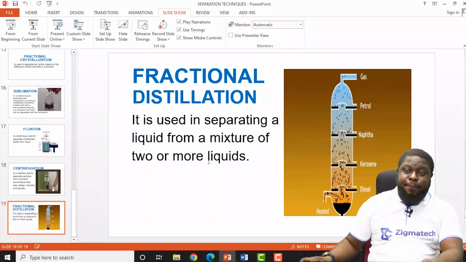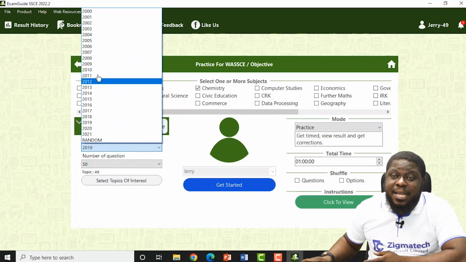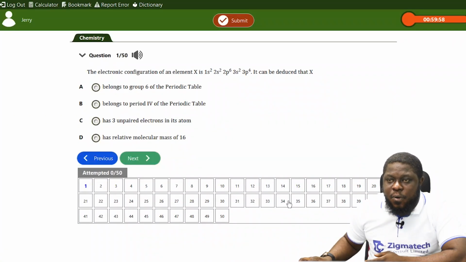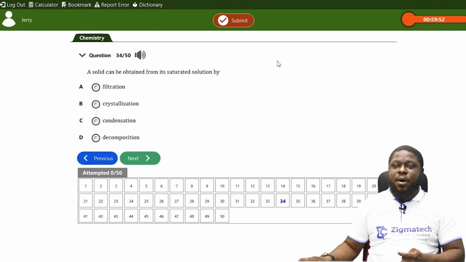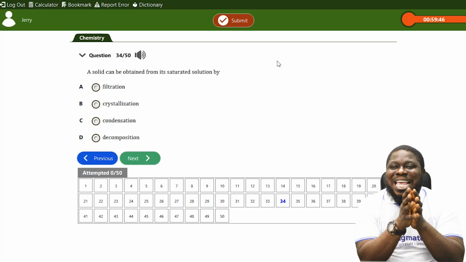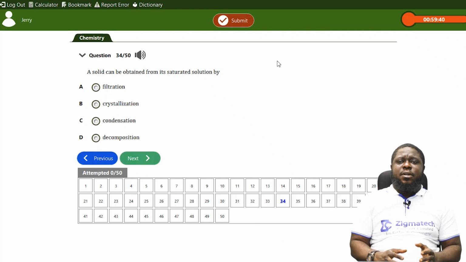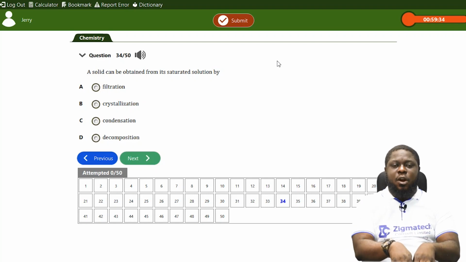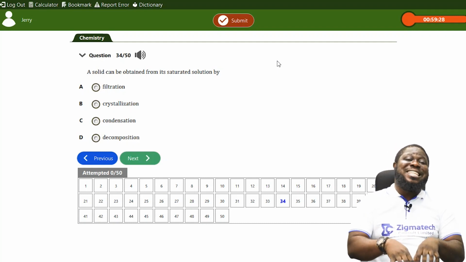Let's go again. 2005, question 34. I think that will be the last question for the day. It says, a solid can be obtained from its saturated solution by... I told you filtration is used in the separation of saturated solutions. A saturated solution is one where the solid does not dissolve in the solution. And I told you that filtration is used in this separation.